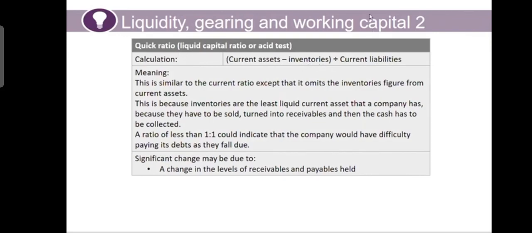The quick ratio usually is lower than the current ratio. For example, if your current ratio is something like 1.8 to 1, which means that current assets are 80% more than liabilities, your quick ratio probably would be 1.25 to 1. Okay, it is similar to the current ratio, except that it omits the inventories from current assets. This is because inventories are the least liquid current assets that the company has, and we may or may not be able to sell them. A ratio of less than 1 to 1 could indicate that the company would have difficulty paying its debts as they fall due.